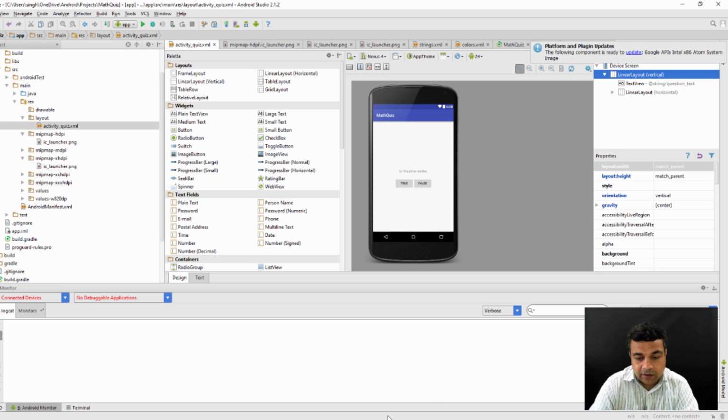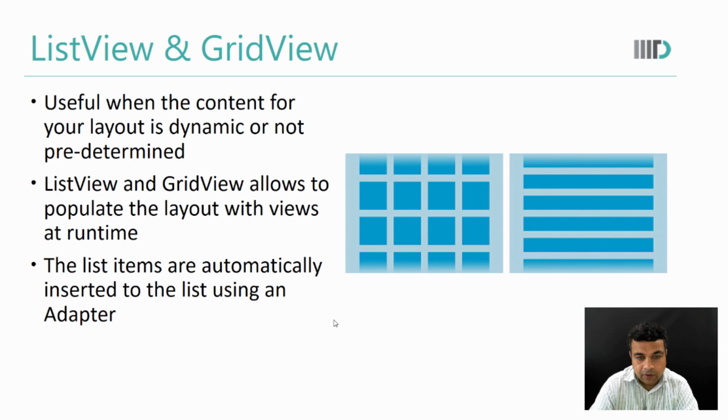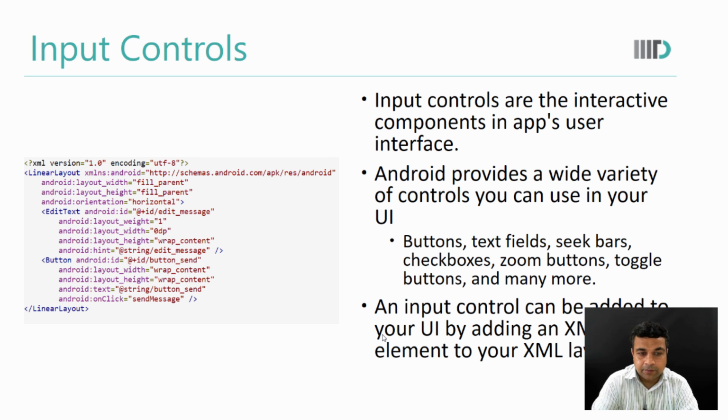Now let's go back to our lecture and learn more about input controls. As you saw in the previous example, we were giving our input by pressing the buttons. Similarly, there are other controls available such as text fields, seek bars, checkboxes, zoom buttons, toggle buttons, etc. You may know about all of these controls on the Android developer documentation. So input controls are the interactive components in your app's user interface. These are the components by which a user interacts with your application.